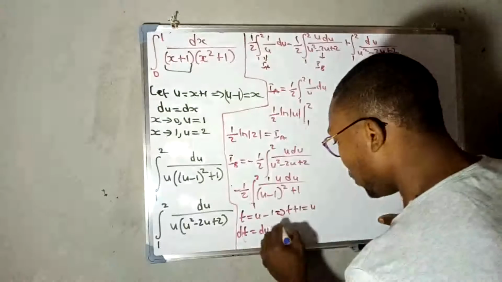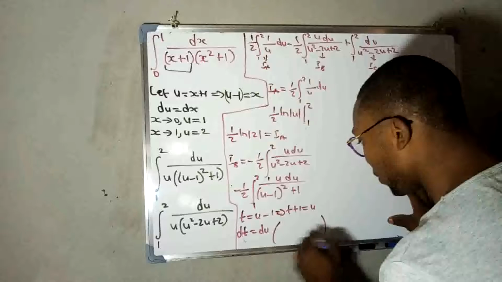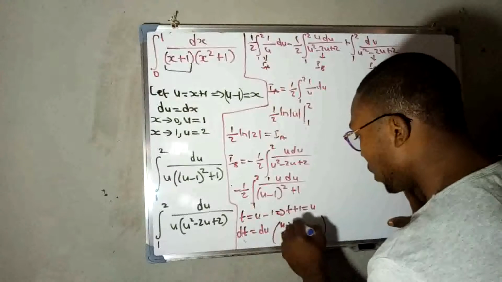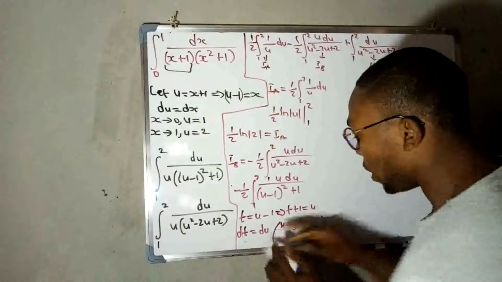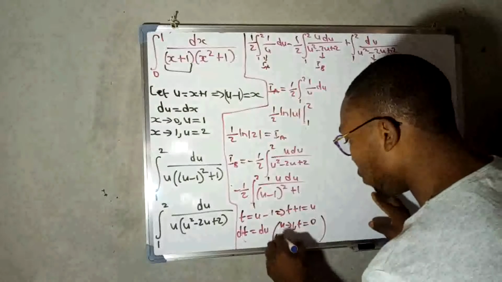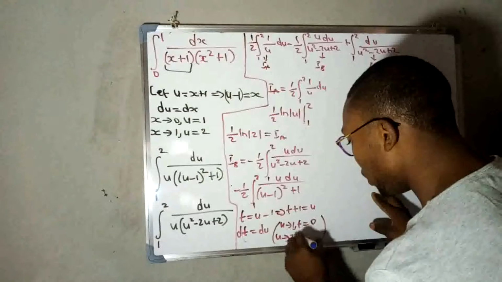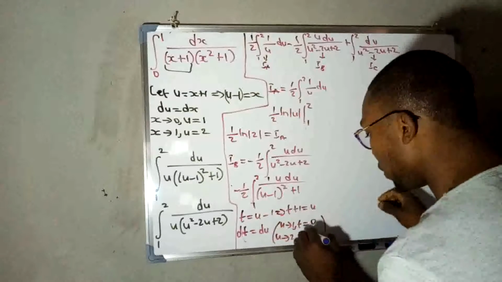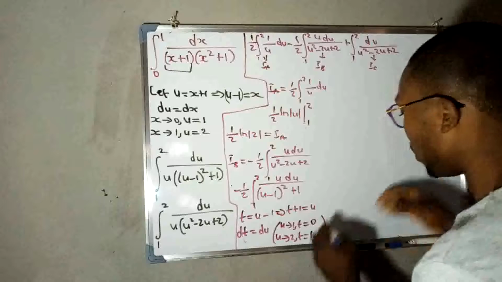So let me just put it here in bracket. My u approaches 1 for my lower limit. Then my t equals, when I bring in my 1 into my u, 1 minus 1 is 0. Then my u approaches 2. T equals, when I bring in my 2 into my u, 2 minus 1 is 1. You see, we've changed it now.